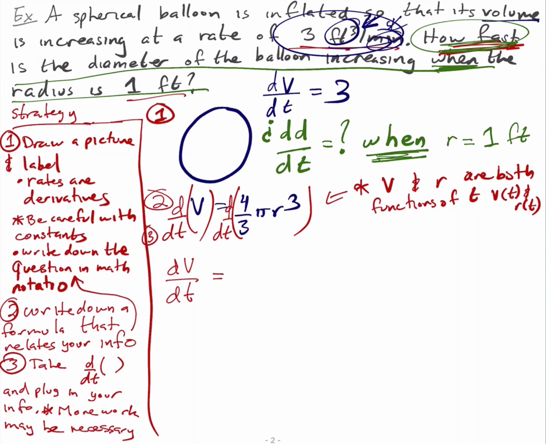Okay, so now what's the derivative of the right side? Do I do the product rule? That's exactly right. 4/3 is a constant. Pi is a constant. So what do I do with 4/3 pi? I just leave it alone, right? 4/3 pi, leave it alone. Okay, what's the derivative of r cubed? Times dr over dt, right? And then 3's cancel, right?